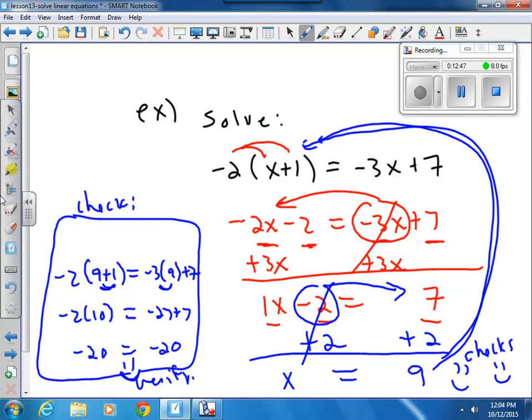Okay? And you get a true statement here. Negative 20 does equal negative 20. If I would have got a false statement there, I know that answer is not the right answer.